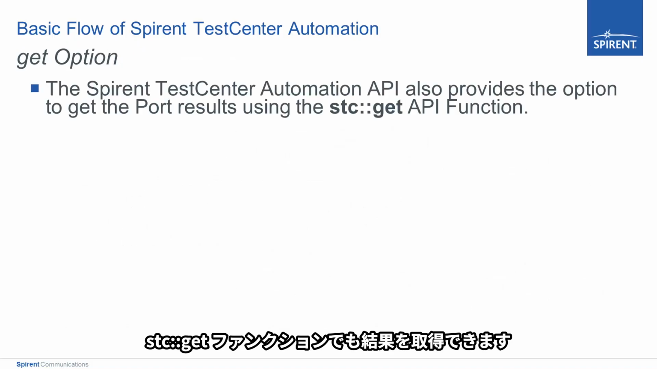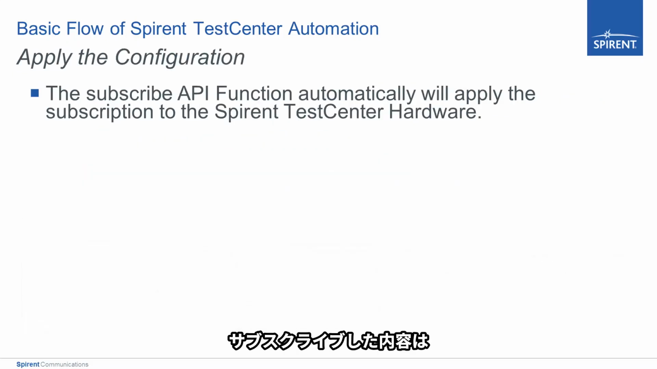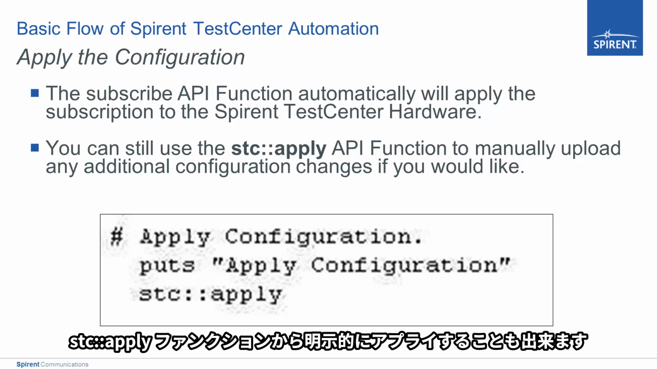The Spirent TestCenter Automation API also provides the option to get the port results using the STC get API function. As shown, STC get analyzer port results 1, for example. This statement will return an array which will have counters for the attributes such as frame count, bytes received, etc. You'll see our snippet of code. The subscribe API function automatically will apply the subscription to the Spirent TestCenter hardware. Now you can still use the STC apply API function to manually upload any additional configuration changes if you would like.